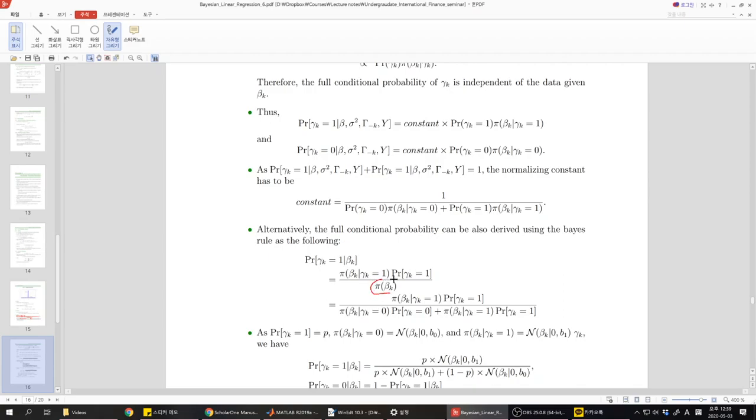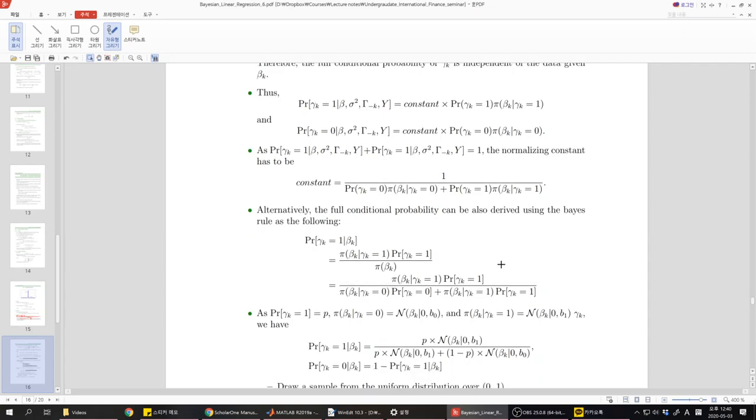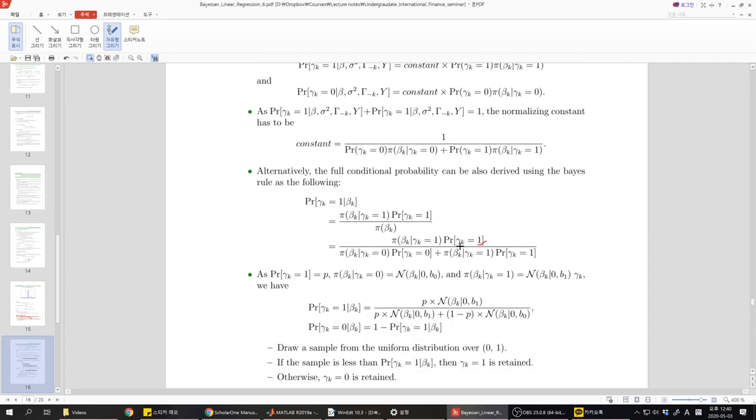The probability of beta k is the sum of these two conditional densities. Gamma k equal to 0 is generated first, and given that, beta k is generated, plus gamma k equal to 1 is generated first, and given gamma k, beta k is generated. So this is the unconditional probability of beta k, which is the sum of these conditional probabilities.